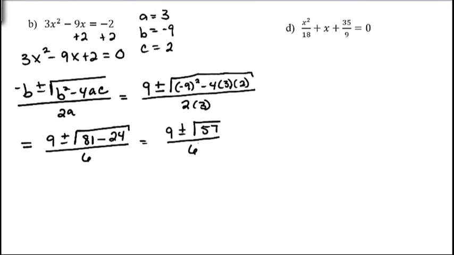And 57 is divisible by 3, but it's 3 times 19, which are both prime, so we can't simplify the square root of 57. So that will be our final answer, 9 plus or minus the square root of 57 over 6.